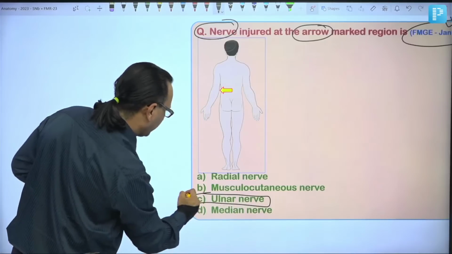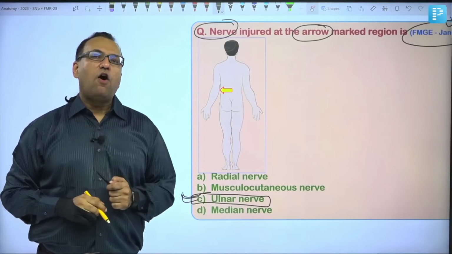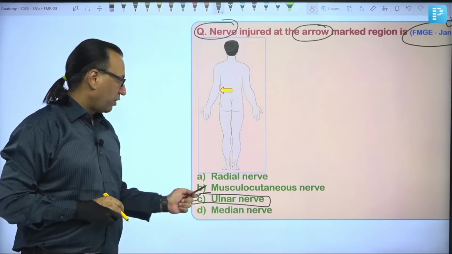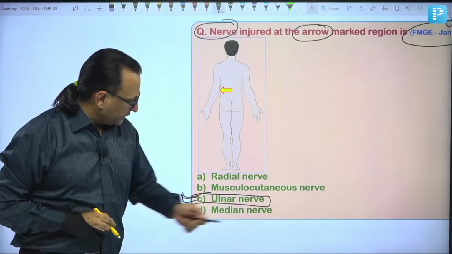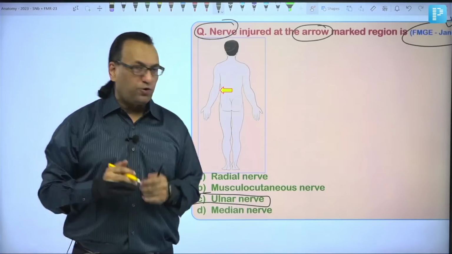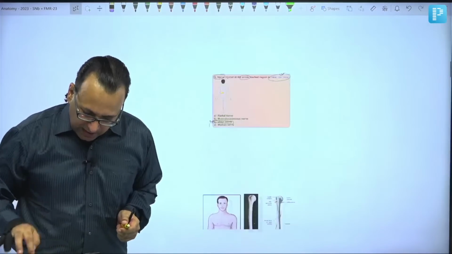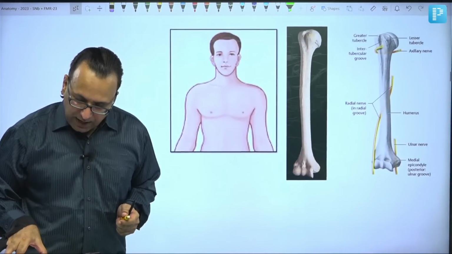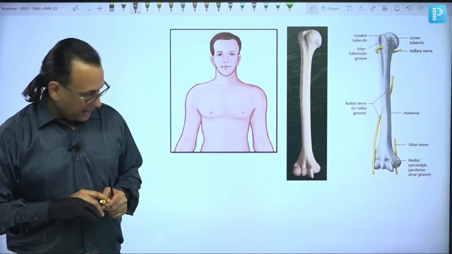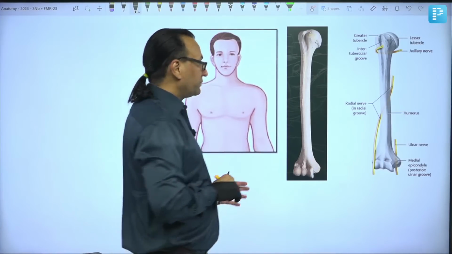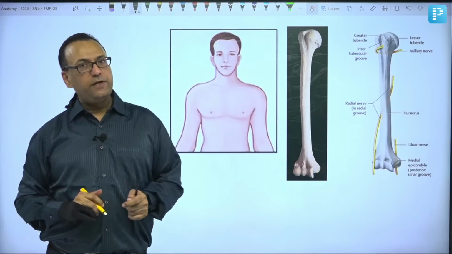Where is the ulnar nerve related? It passes behind the medial epicondyle of the humerus bone. And what about the radial nerve then? What about the musculocutaneous or median nerve? So we need to find some relations, and for that purpose we can actually look at this diagram. And these kinds of questions are very frequently asked, not only in your FMGE exam, but also the INI-CET exam and your NEET PG exam.